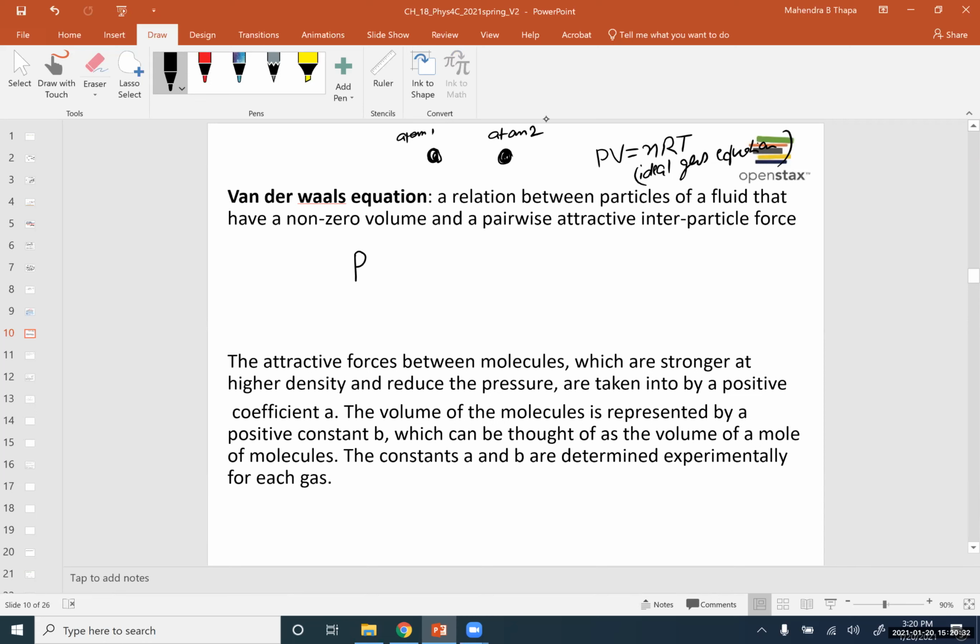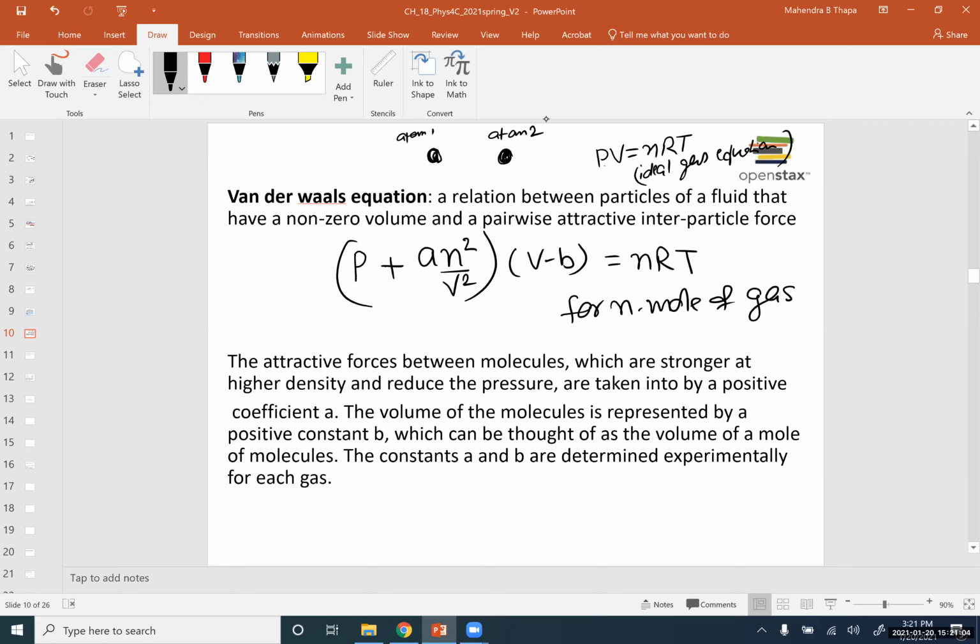Instead of P, we have to write P plus a n squared over V squared, times, instead of V, we have to write V minus nb, equals nRT. So this is the van der Waals equation for n moles of gas.